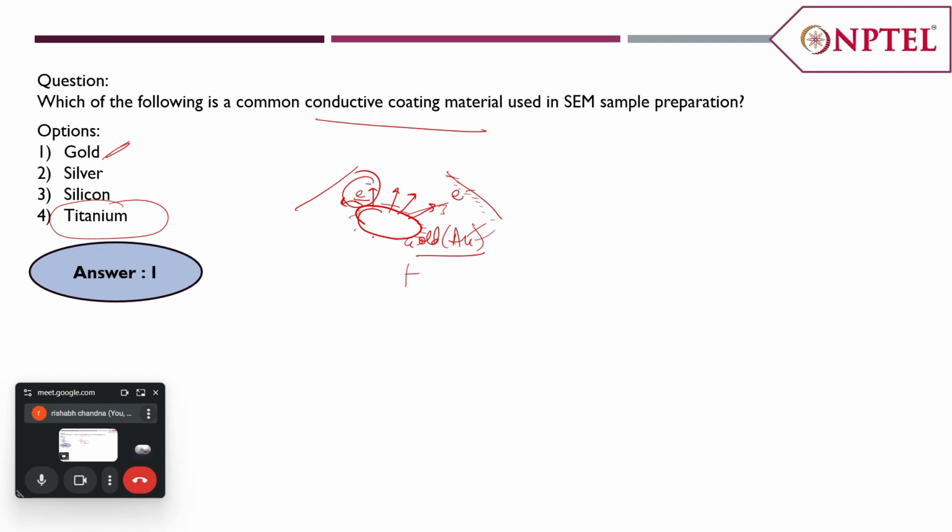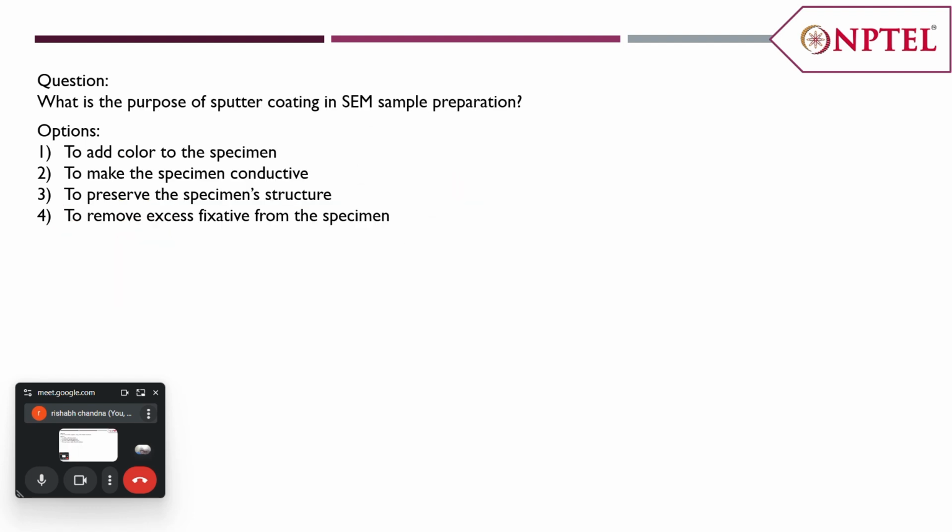Okay, so let's move on to the next question. What is the purpose of sputter coating in SEM sample preparation? To add color to the specimen, to make the specimen conductive, to preserve the specimen structure, or to remove the excessive fixative from the specimen. What can be the correct answer?